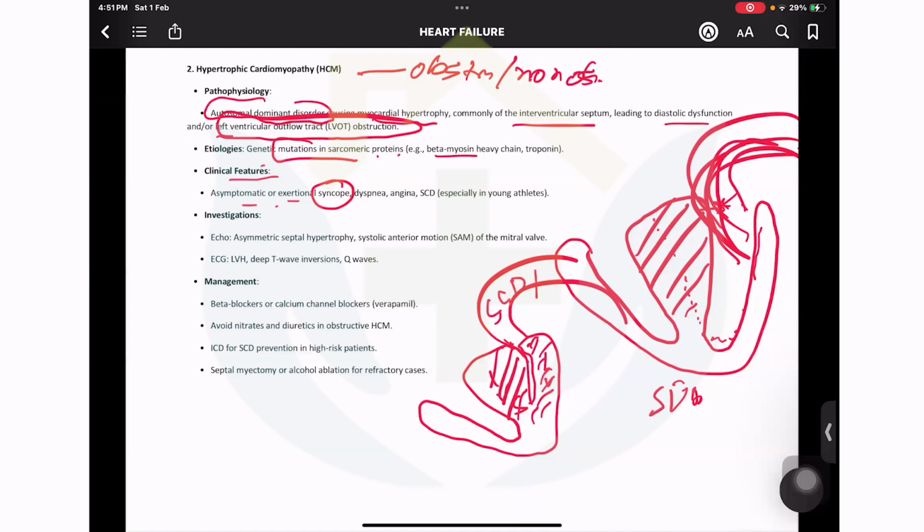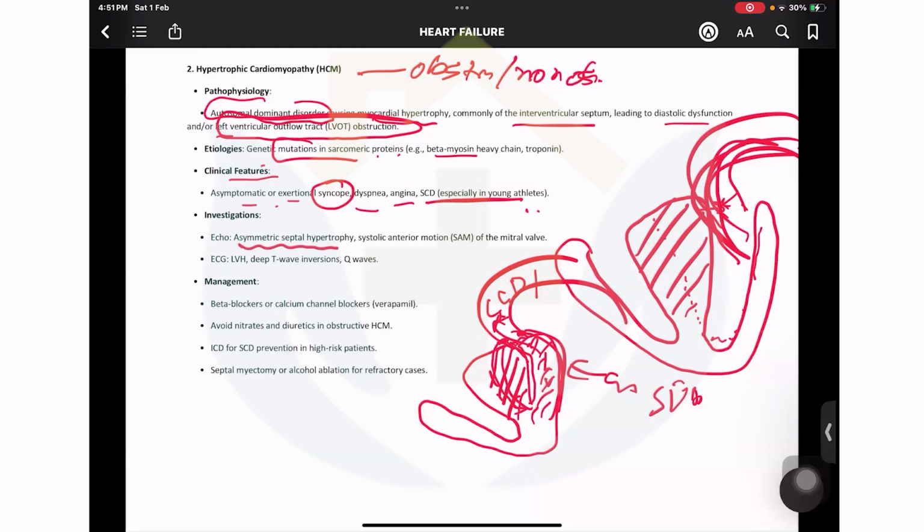Okay, and syncope, of course. Dyspnea, angina. Why angina? Because the coronaries originate from the aorta, just beyond the aortic valves. So if the blood is not flowing from the left ventricle into the aorta, then these coronaries also remain unfilled. So angina pectoris will happen. And sudden cardiac death is also a real possibility.